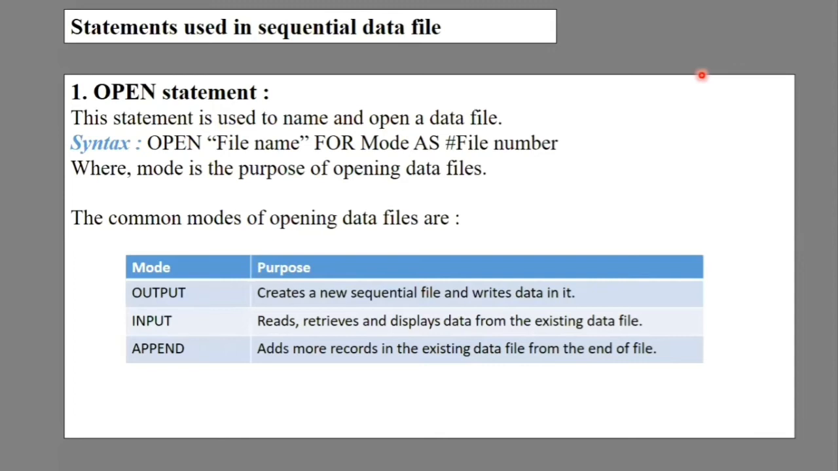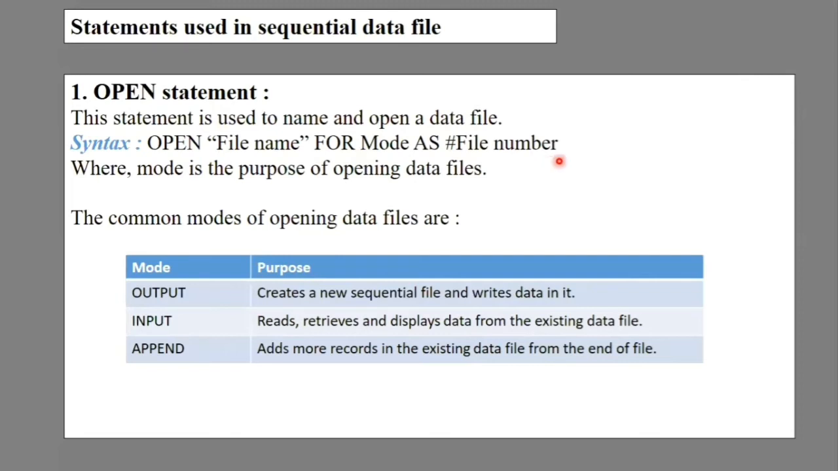So now, how to create the data files, right? There are statements used in a sequential data file. The very first is the open statement. Just like previous statements, let, rem, input, print, close, and exit, here is the open statement we are going to use. This statement is used to name and open a data file. The syntax is: open file name for mode as file number. This is the syntax you see.